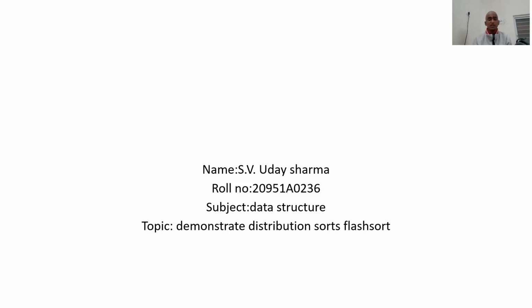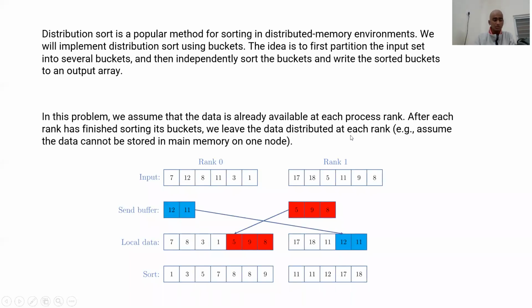Today I am going to discuss the topic: demonstrating distribution sort and flash sort. Distribution sort is a popular method for sorting in distributed memory environments. We will implement distribution sort using buckets. The idea is to first partition the input set into several buckets and then independently sort the buckets and write the sorted buckets to an output array.